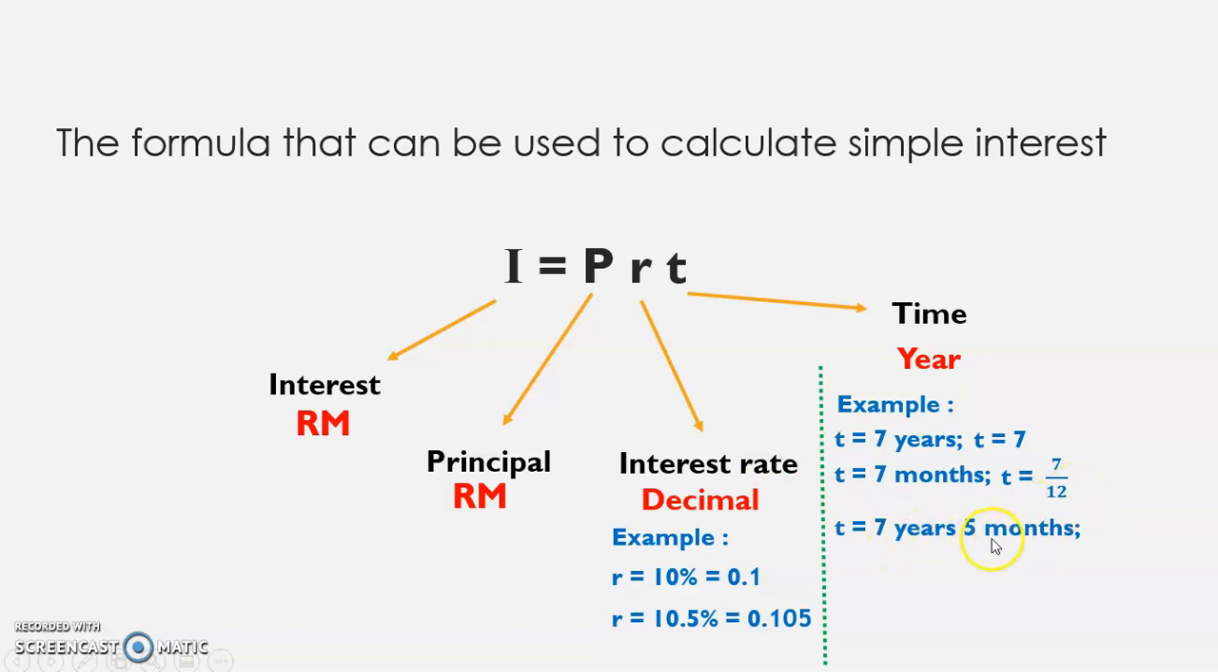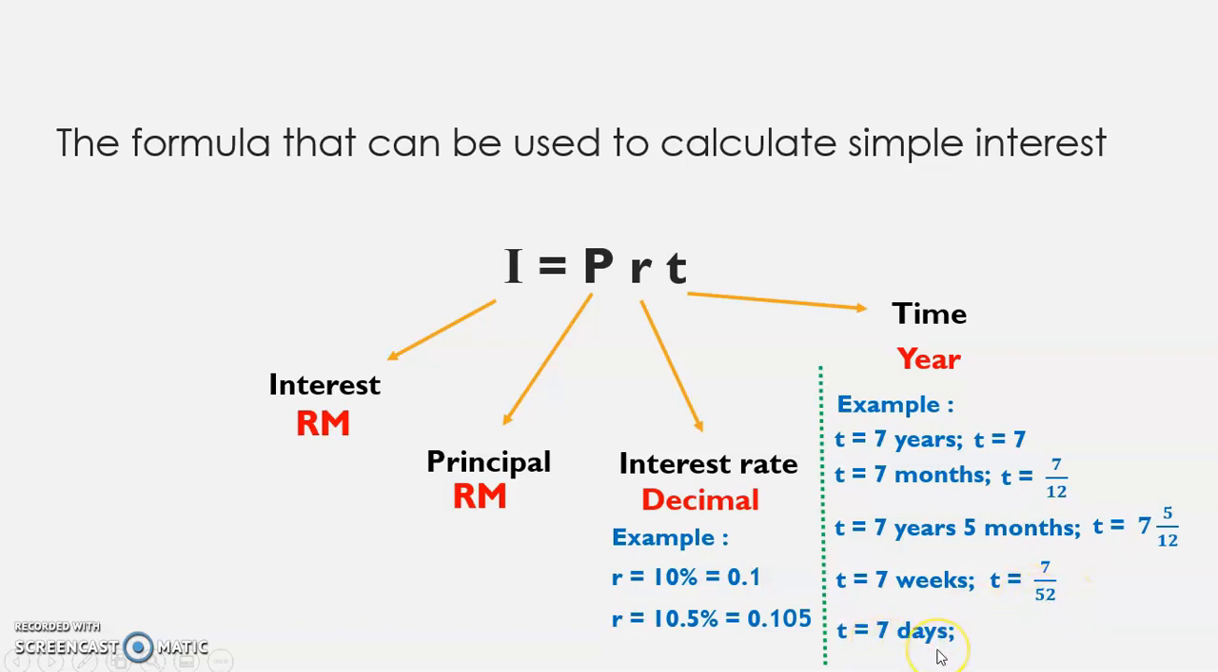What if it's 7 years, 5 months? How do you want to write it down? 7 years, 5 months: 7 and 5 over 12. Okay, what if 7 weeks? How many weeks are there in a year? There are 52 weeks in a year.